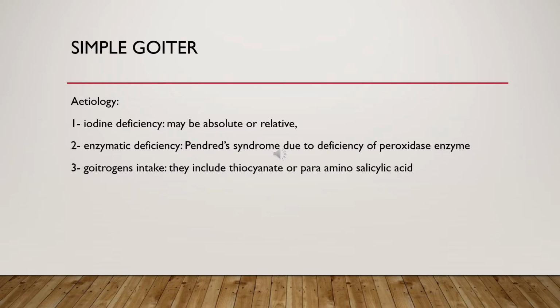Simple goiter etiology: iodine deficiency, which may be absolute or relative. Enzymatic deficiency, like Pendred syndrome, due to deficiency of peroxidase enzyme. Goitrogenous intake: they include thiocyanates or para-aminosalicylic acid.